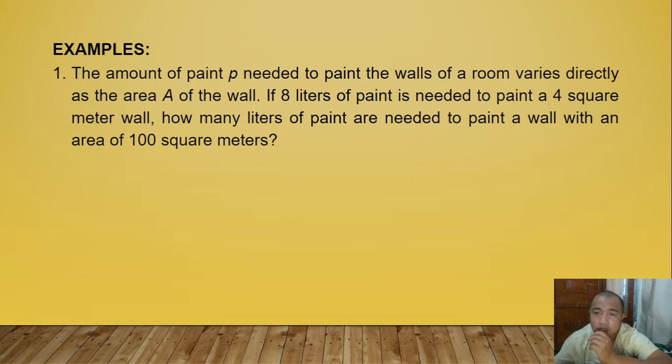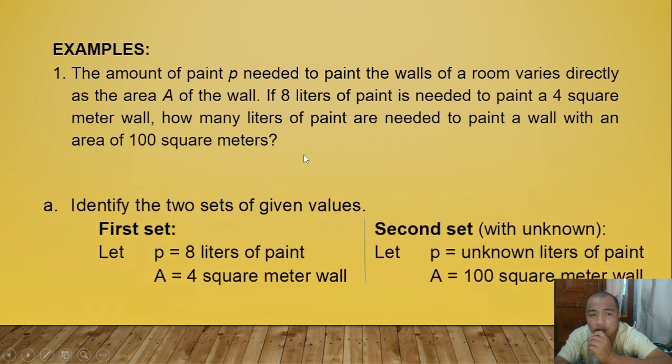Okay, so it says here that the amount of paint P varies directly as the area of the wall. So our equation here is P equals KA, right? Because there is a direct variation here.